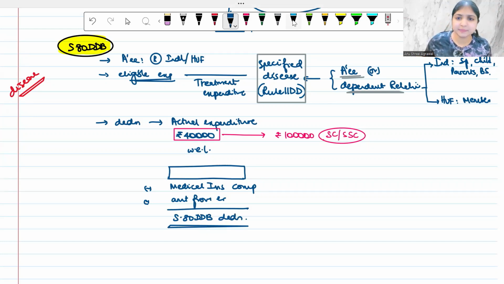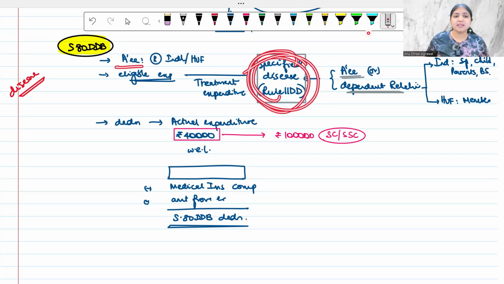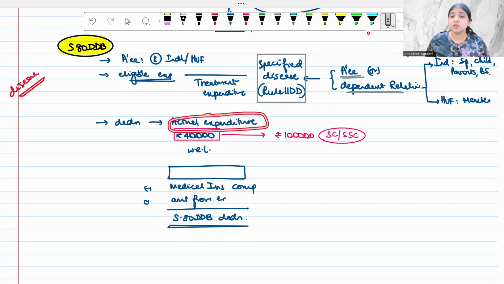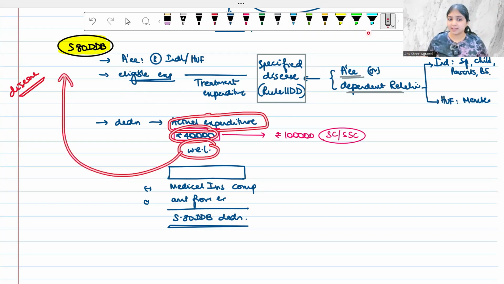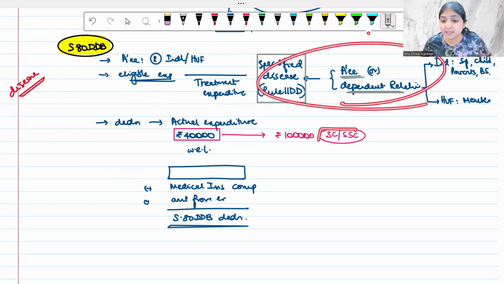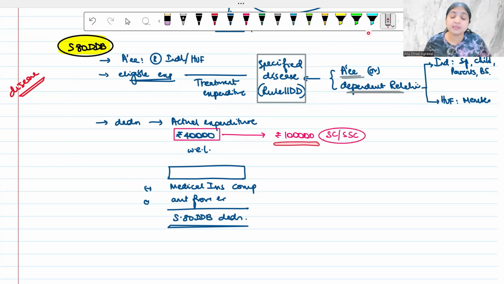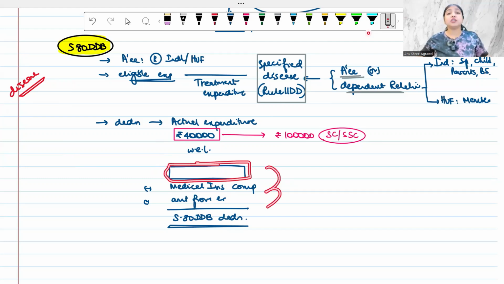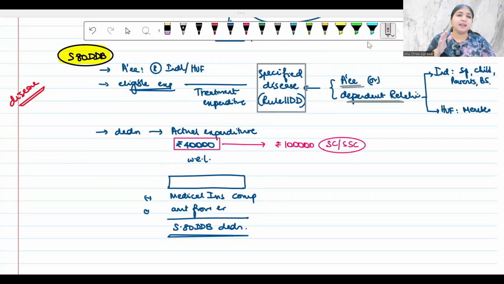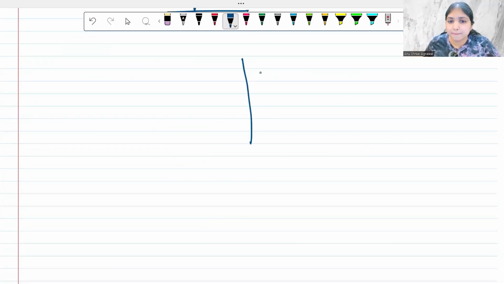So over here, who's your assessee? A resident individual or HUF. Either the assessee himself or his dependent relative is suffering from a specified disease mentioned in Rule 11DD. For the treatment of the specified disease, the assessee has incurred expenditure. That expenditure or 40,000, whichever is lesser, will be allowed under 80DDB. But if the patient happens to be a senior citizen or super senior citizen, then the limit will be 1 lakh rupees. From this, we'll subtract the medical insurance compensation received and any amount received from the employer. And the balance is what you can actually enjoy under section 80DDB. Okay, so now to get a little better clarity, let's try to compare two sections.